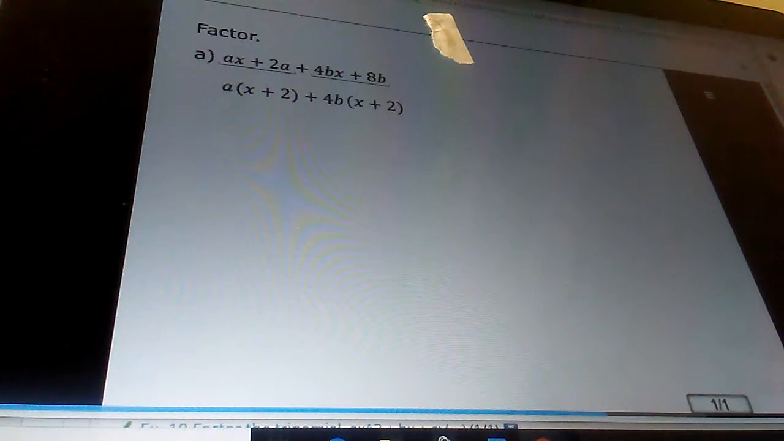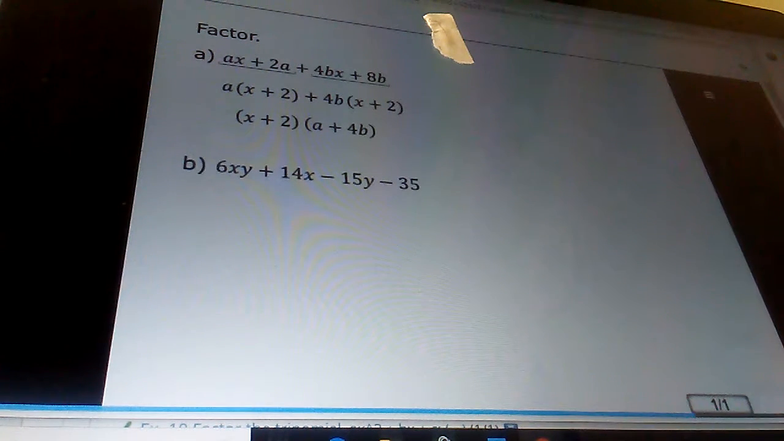The key to factoring by grouping is that you want the two terms in the parentheses to be identical. Each term has the common factor x plus 2, so let's factor it out. Write the common factor. The other factor is the sum of the remaining factors of each term, a and 4b. So, (x plus 2) times (a plus 4b) is the factored form of the original expression.